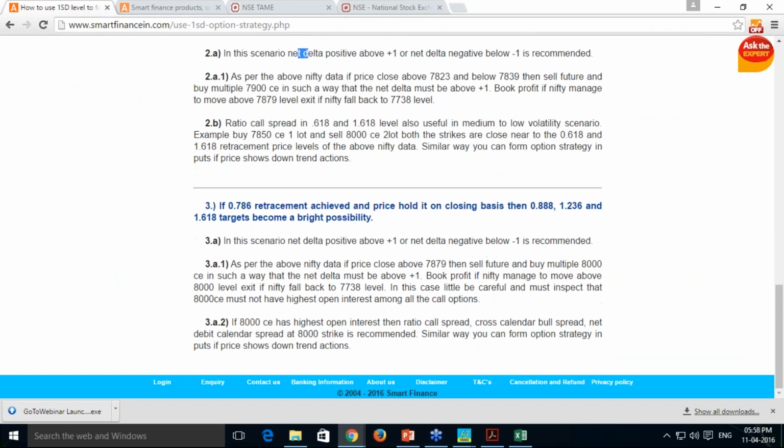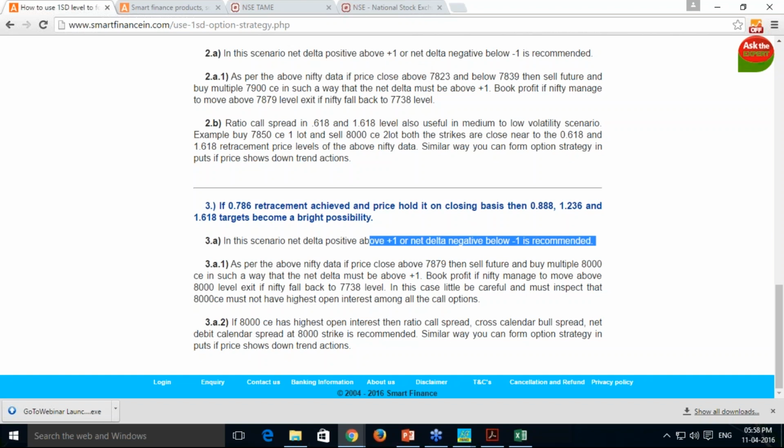If this scenario happens, then you can form a ratio call spread, a cross calendar bull spread, a net debit calendar spread, any of these strategies. You can also form the net delta positive 1 or negative 1, which you formed in the earlier case.